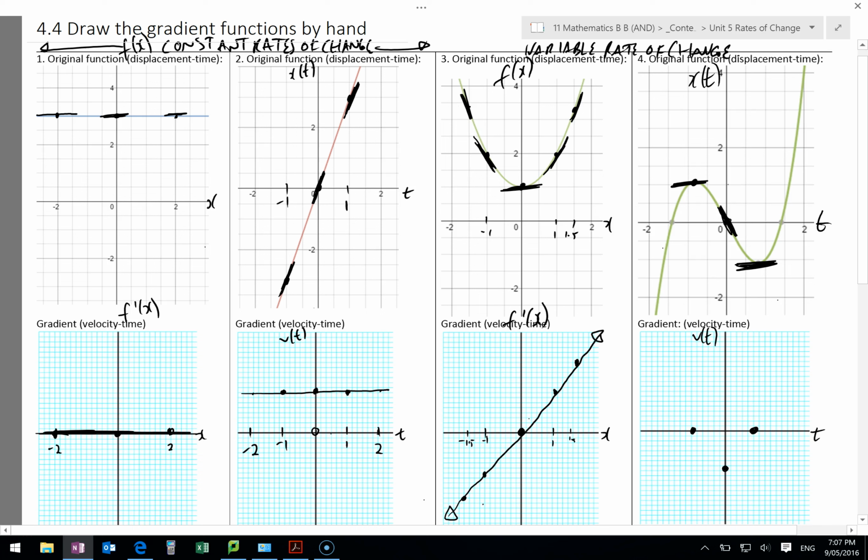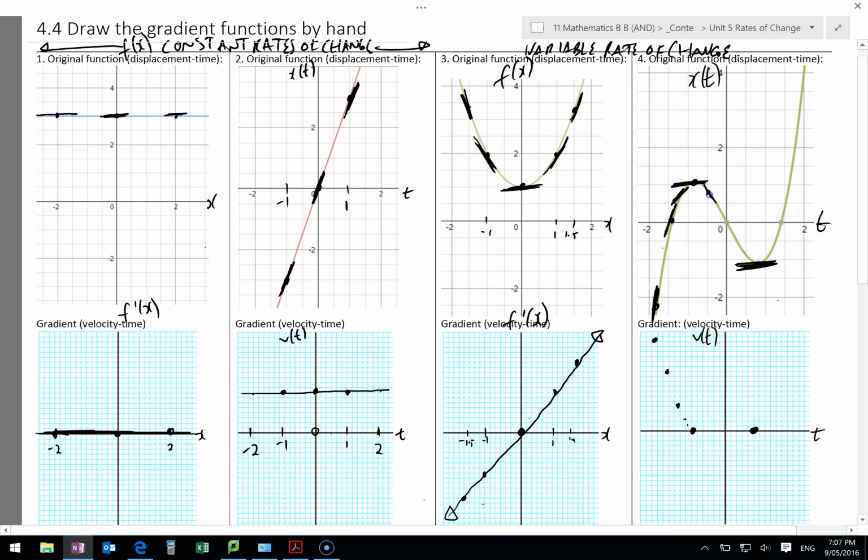So always try and start from left to right. Going from left to right, I've got a really steep positive gradient. That's going to gradually get less steep until it becomes 0. And I can show that with a really steep value, slightly less steep, slightly less steep, slightly less steep, until it gets to 0.